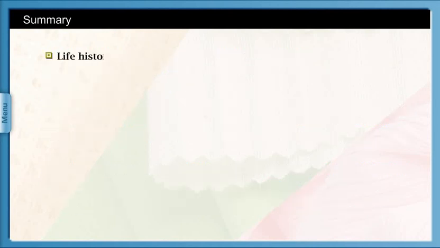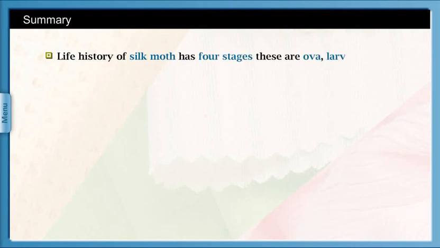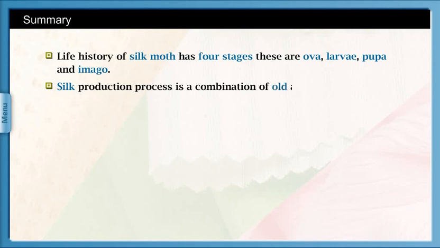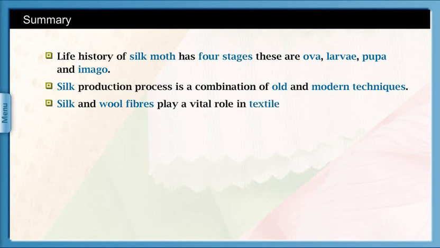Life history of silk moth has 4 stages. These are ova, larvae, pupa, and imago. Silk production process is a combination of old and modern techniques. Silk and wool fibers play a vital role in textile industries.